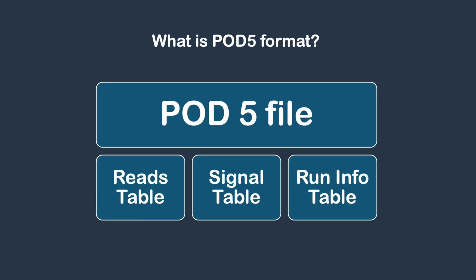So what is the POD5 format? You can think of a POD5 file like a database composed of several tables. The first is a reads table, which contains information about the molecules that pass through each nanopore. The second is a signal table, which contains the actual signal for each read that was measured from the device. And third is a run info table, which contains metadata associated with the experiment.